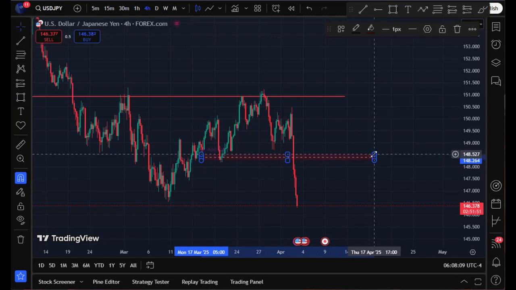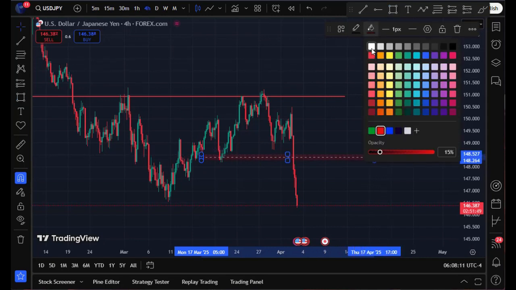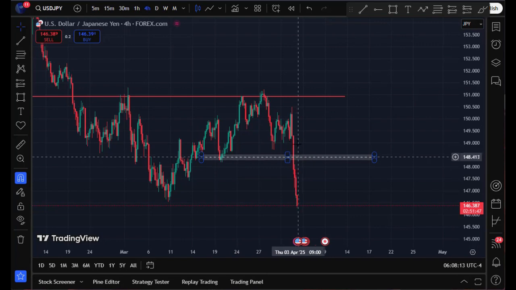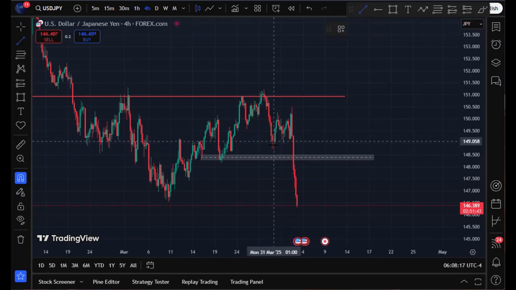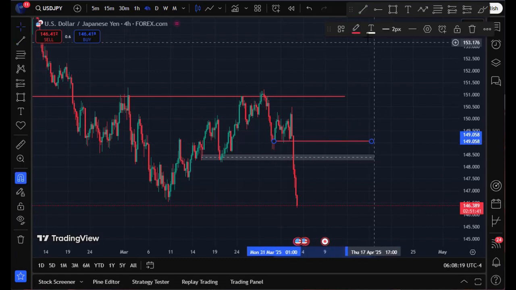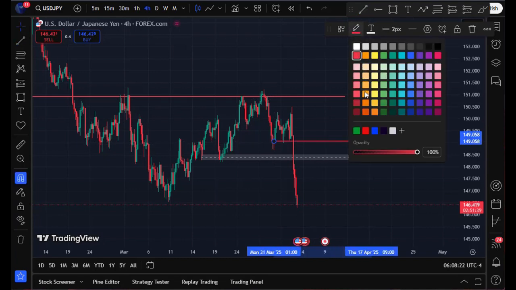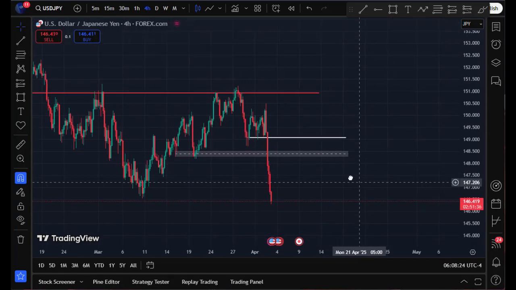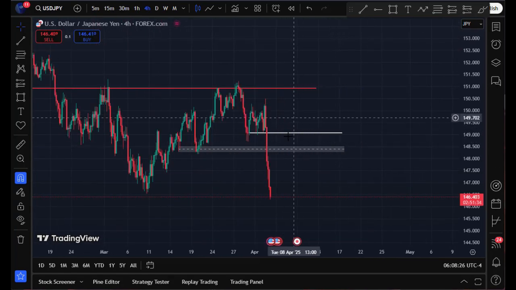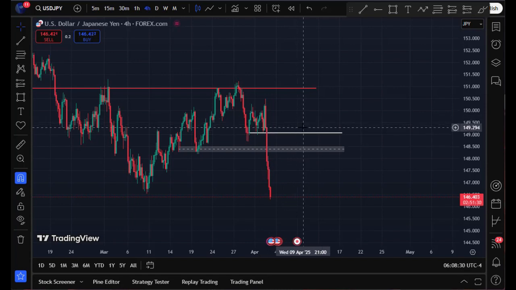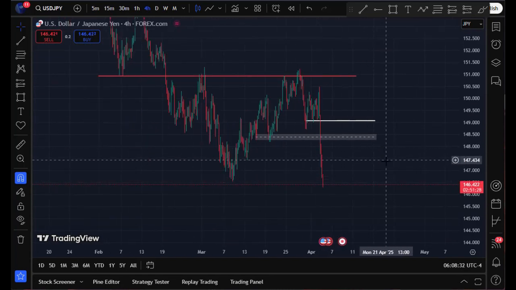We have this level over here, and I'll just change that to white. So we have this level over here, and we also have this level over here, which is some bit of consolidation before price dropped lower. All right, so we have this level here, which are the lower time frame levels we'll be looking for price to retrace into to take our entries. Now there are other multiple ways we can use.